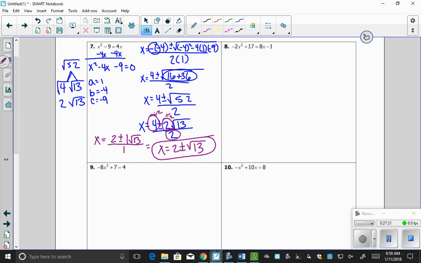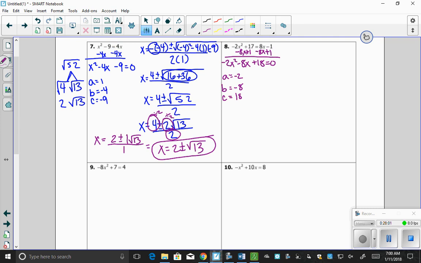Number 8. On this one, I'm going to subtract 8x to both sides and add 1. So that when I combine my like terms, I get negative 2x squared minus 8x plus 18 equals 0. Label your ABCs. A equals negative 2, B equals negative 8, and C equals 18.